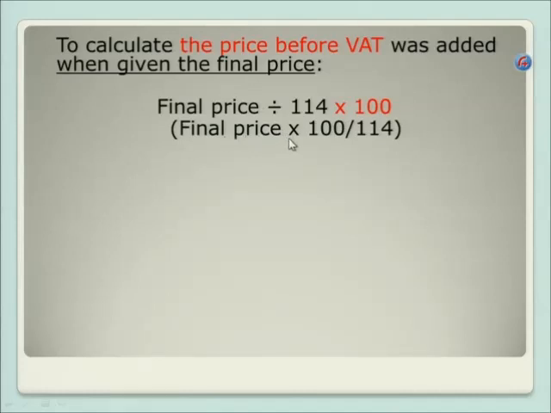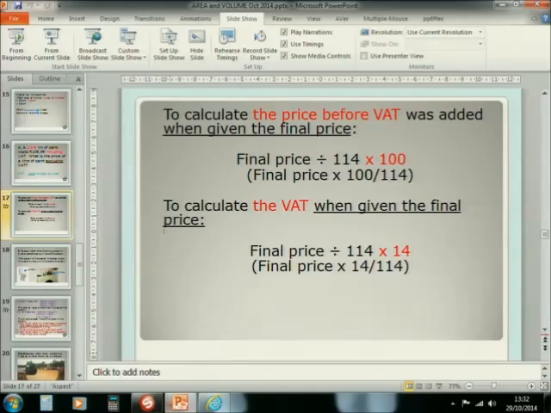If you've got the final price, another way of doing it, some people who've got a nice fractions feature on their calculator, can say final price times 100 divided by 114. It's exactly the same thing, but if you don't have this nice fractions feature, then you can just say divided by 114 times 100, or times 100 divided by 114. It doesn't matter. So let's go and have a look now.